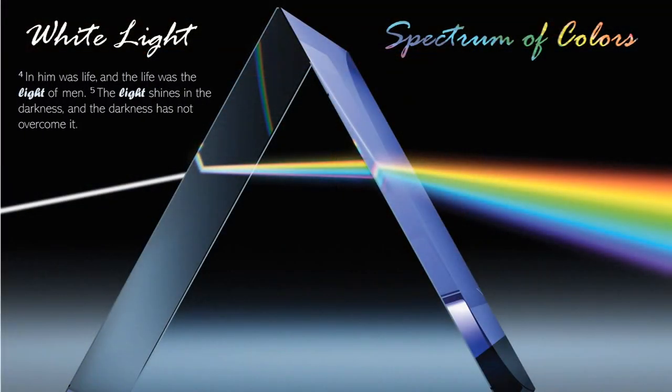So it says in John chapter 1, "In him was life, and the life was the what? The light of men. The light shines in the darkness, and the darkness does not overcome it." Verse 9, "The true light, which gives light to everyone, was coming into the world." So this is John talking about Jesus. Jesus was coming into the world, and he uses the illustration of light.